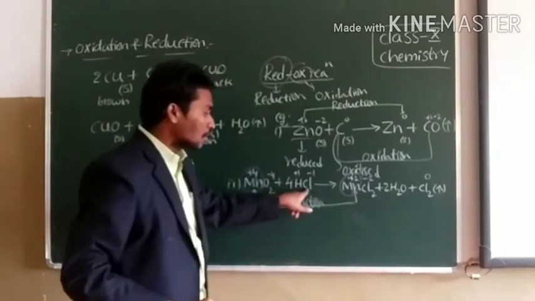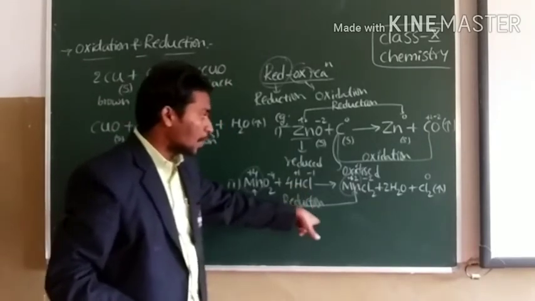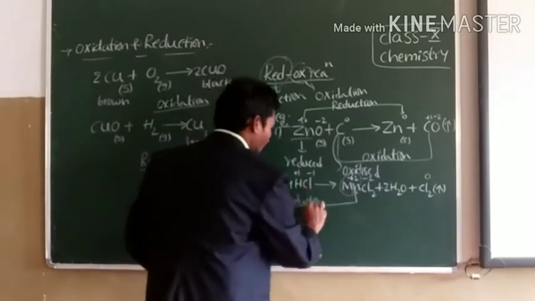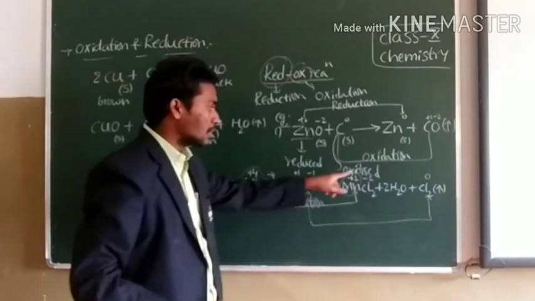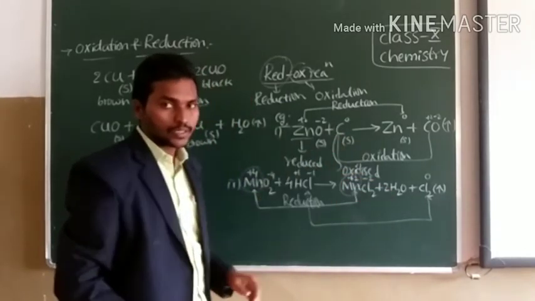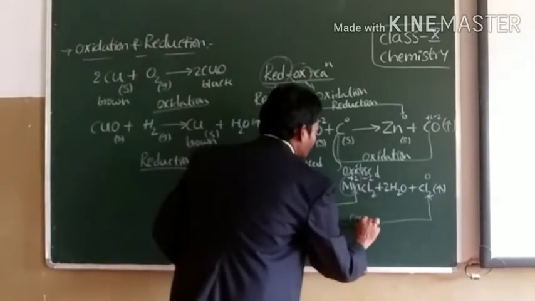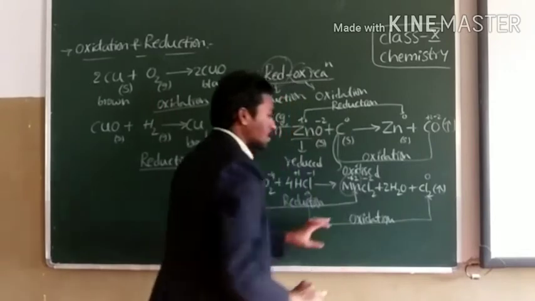Next, chlorine Cl minus oxidation number changes from -1 to 0. -1 to 0 means an increase in oxidation number. Increase in oxidation number means oxidation. Increase in oxidation number is called oxidation.